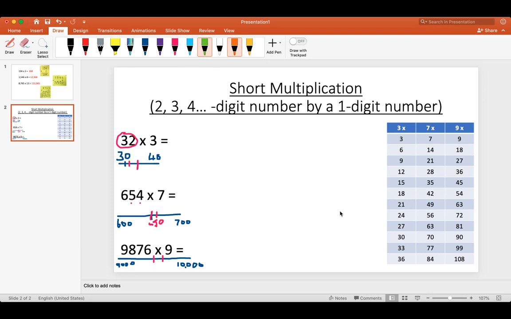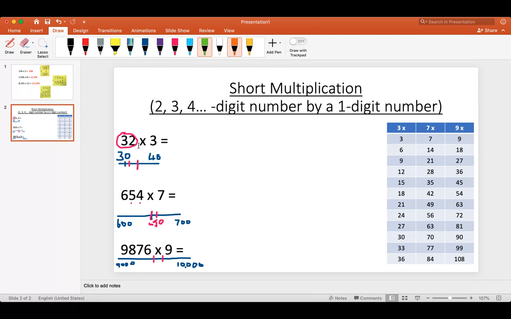I'm going to do a quick tutorial on how to do short multiplication when we're working with numbers that are 2, 3 or 4 digits long. We're also going to be multiplying them by a 1-digit number. The first thing I'd like you to think about is estimation and how we can do estimating to help us see if we've arrived at the correct answer.